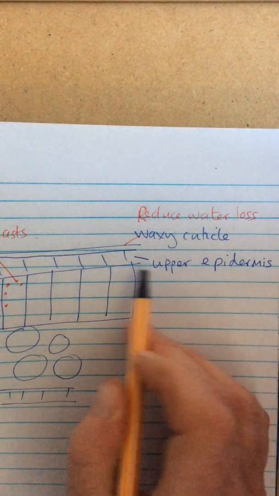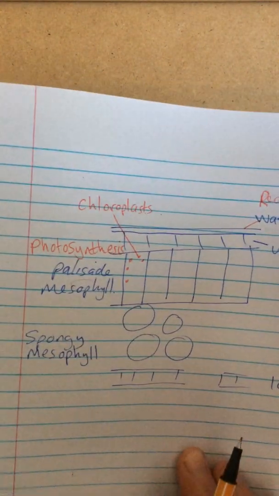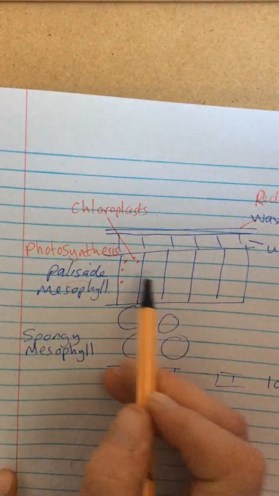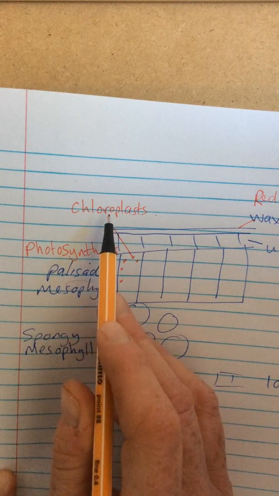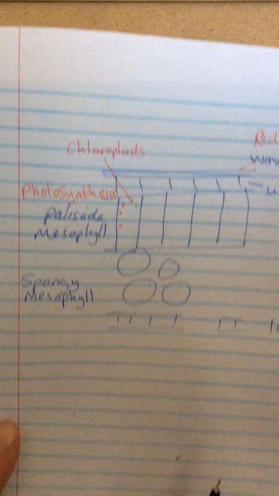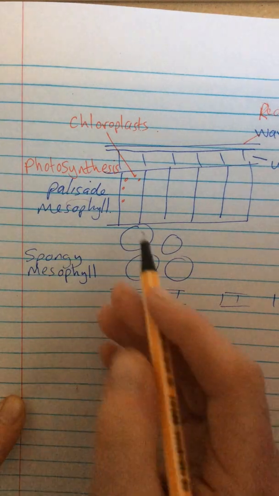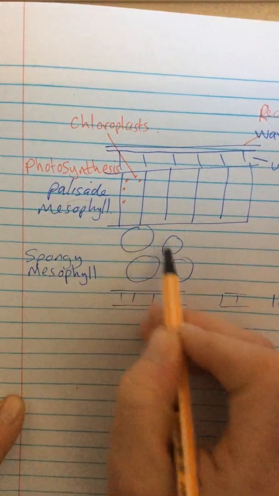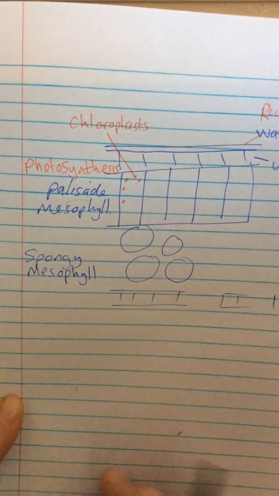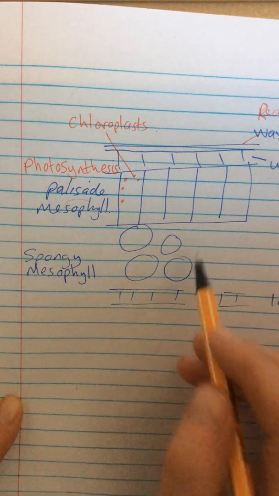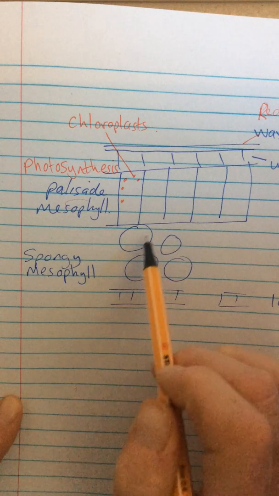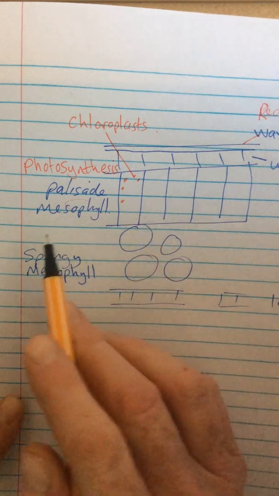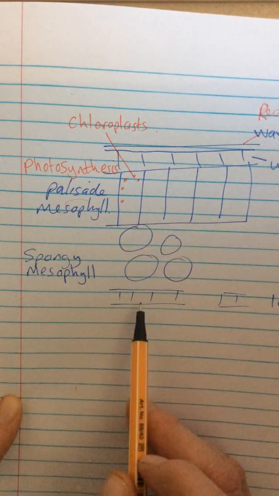We've got the upper epidermis, we won't worry too much about what that does. We've then got this layer here, which is the palisade mesophyll, which carries out photosynthesis and has lots of chloroplasts. The next layer down, the spongy mesophyll, has got lots of air gaps in, because what you have to remember is that carbon dioxide is needed for photosynthesis, so it needs to be able to diffuse through the gaps. We're not going to worry about writing too much about that. And then we've got the lower epidermis.